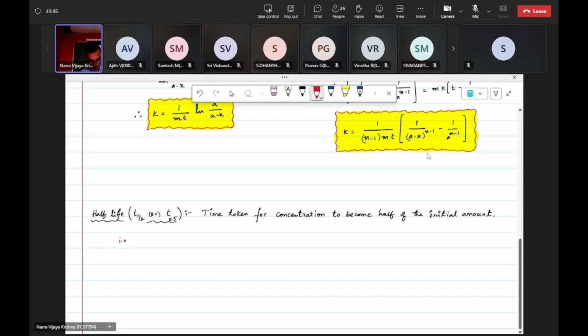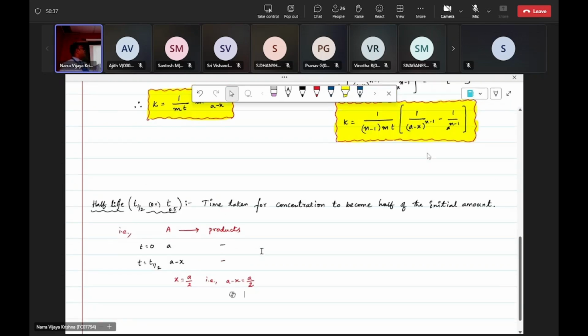That is, if I write A gives rise to products. At a time t equal to 0, let it be A. At a time t equal to T half, A minus X, where X becomes equal to A by 2. That is A minus X equal to A by 2. Correct, sir? X becomes equal to A by 2, A minus X also becomes equal to A by 2.